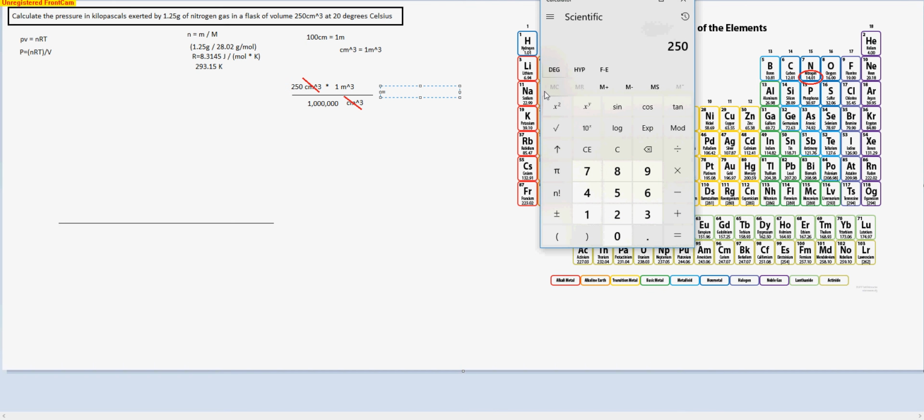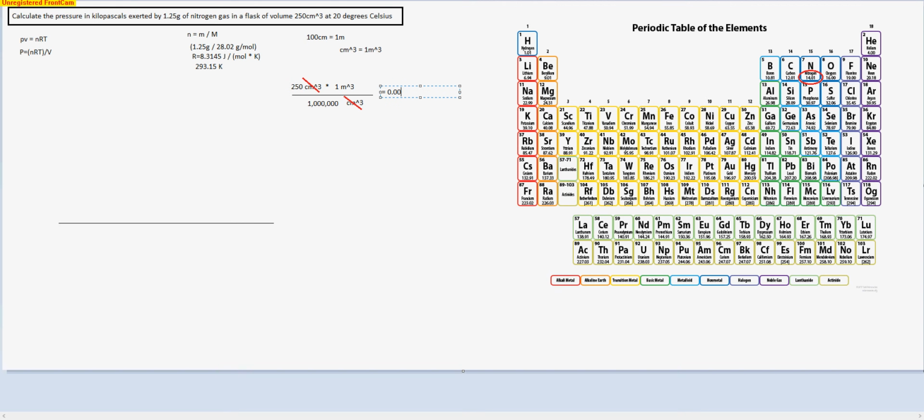So 250 divided by 1 million is 0.00025. Okay? And then the textbooks usually want us to have it in times 10 to the something. So we'll move this decimal place over 1, 2, 3, 4 places. That gives us 2.5 times 10 to the negative 4. That is going to be our volume in meters cubed.